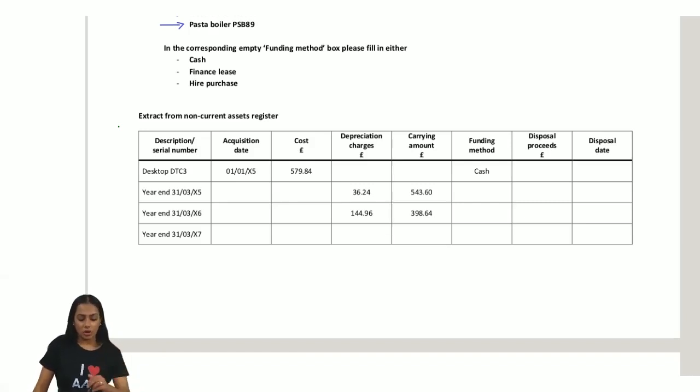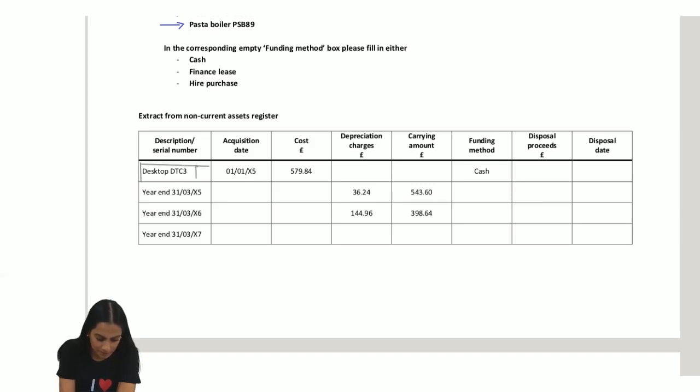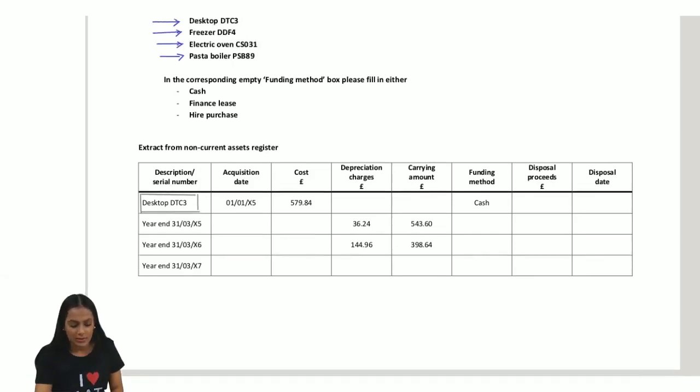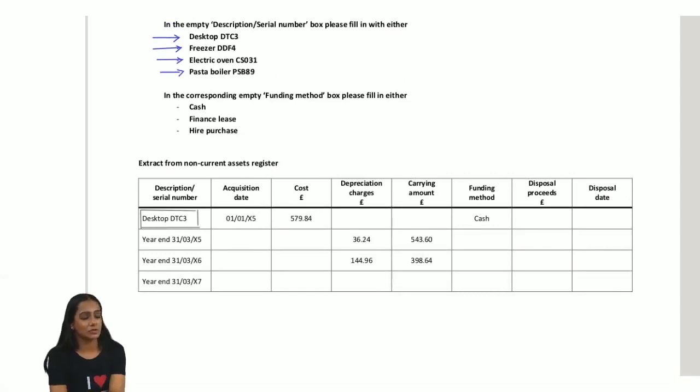This is the desktop DTC3. Let me highlight it for you. The desktop DTC3. So you should not be confusing this section by dealing with the transactions relating to the freezer, the electric oven or the pasta boiler. Try to make sure that you stick to a section and attempt it a little bit at a time. If you do everything at once, the information in the scenario will try to overwhelm you and then you're going to be not performing your best.